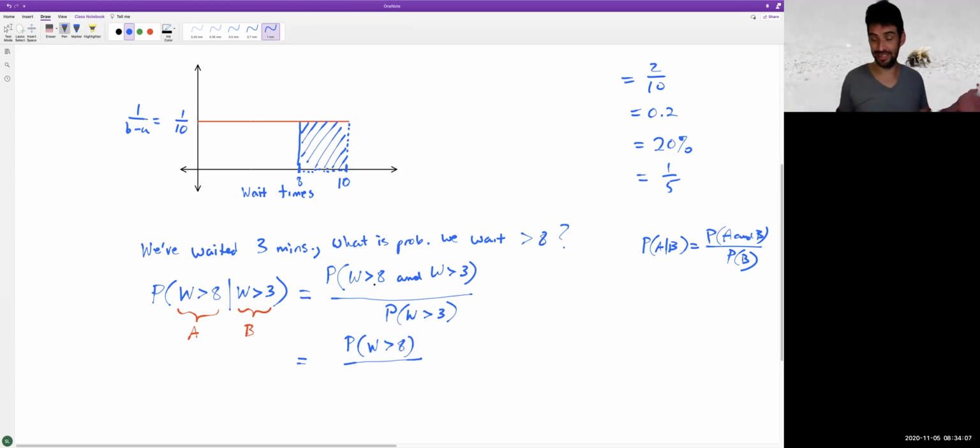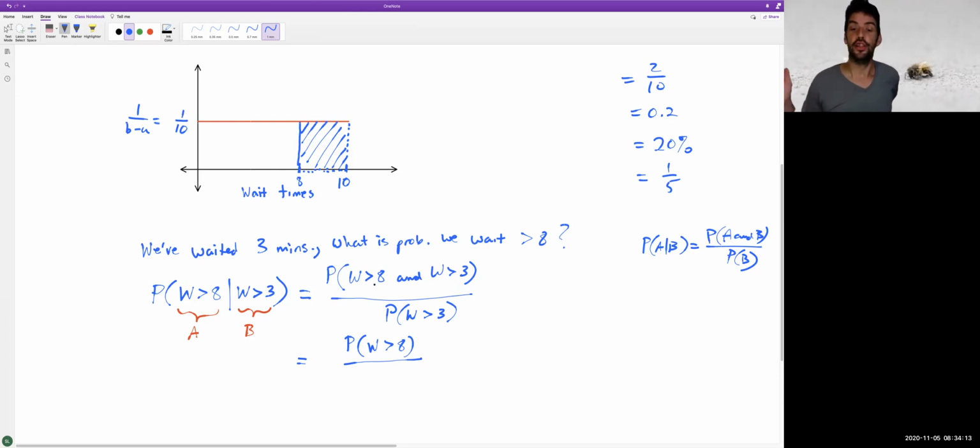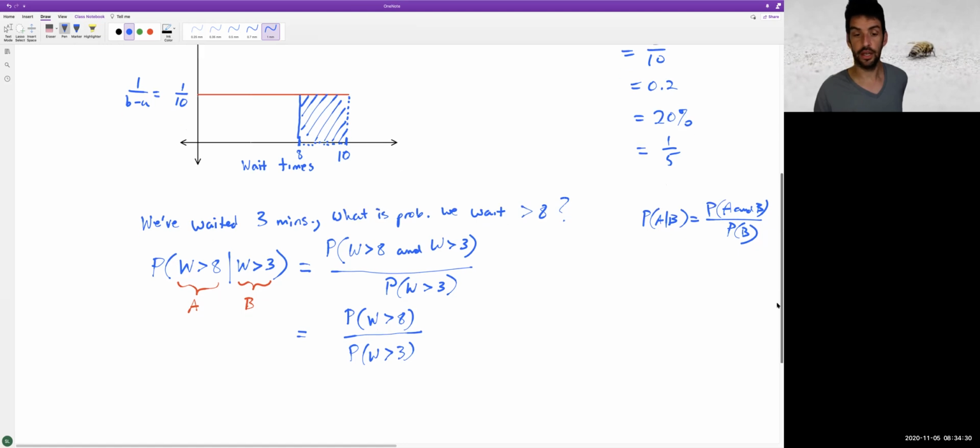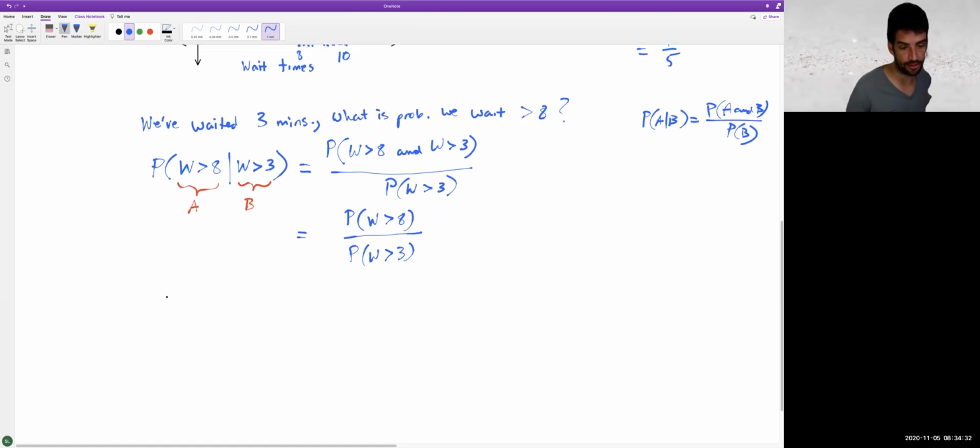The only ones we're missing, not the only ones, we're missing a lot of numbers, but the numbers between 3 and 8 are greater than 3, but not greater than 8. So we can't count them because we need it to be greater than both. And the stuff less than 3 is less than both of them. So we can't count it. So that boils down to this and this. Okay. So let's sketch that picture again.